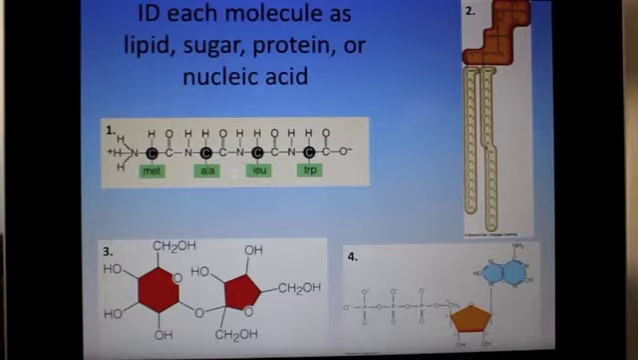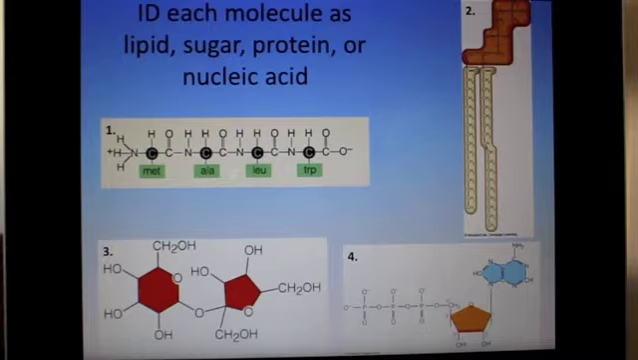These are pictures which I have pulled from, I believe, lab number 2. These are pictures that you may find on the exam. So I want you to identify these pictures as a lipid, a sugar, a protein, or a nucleic acid.